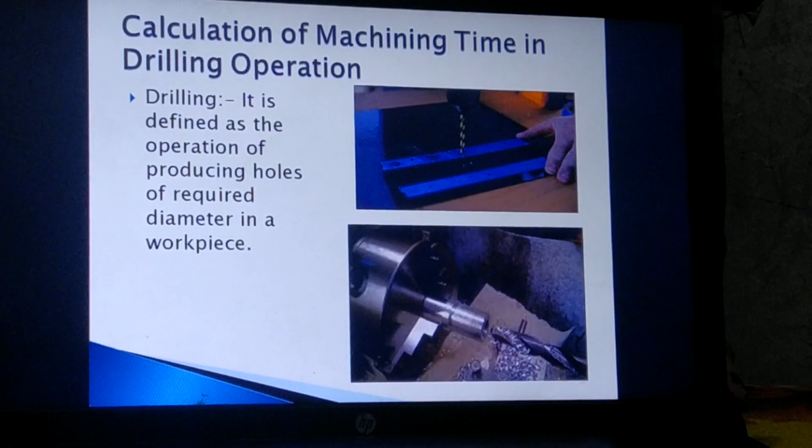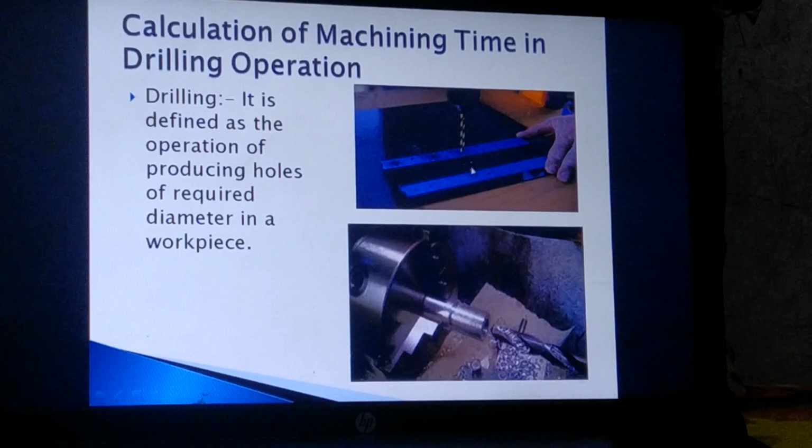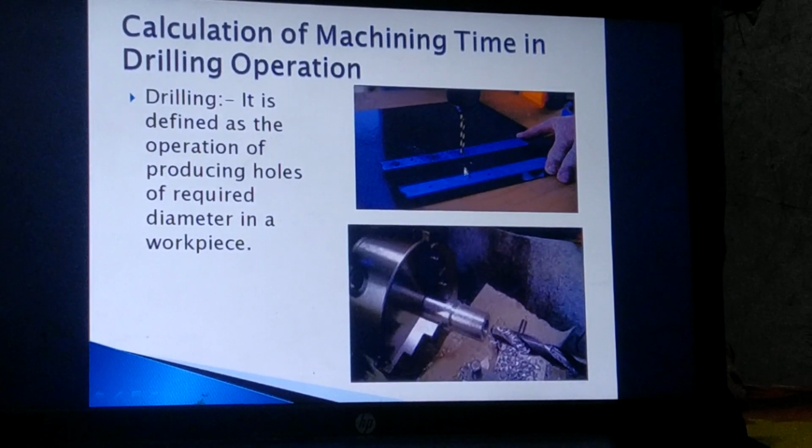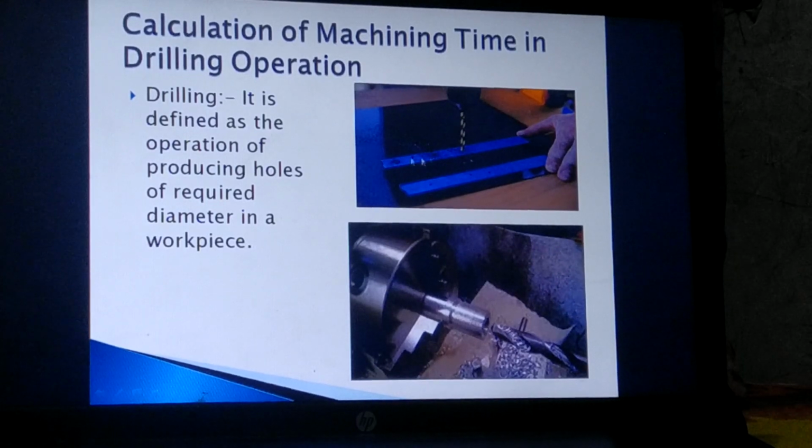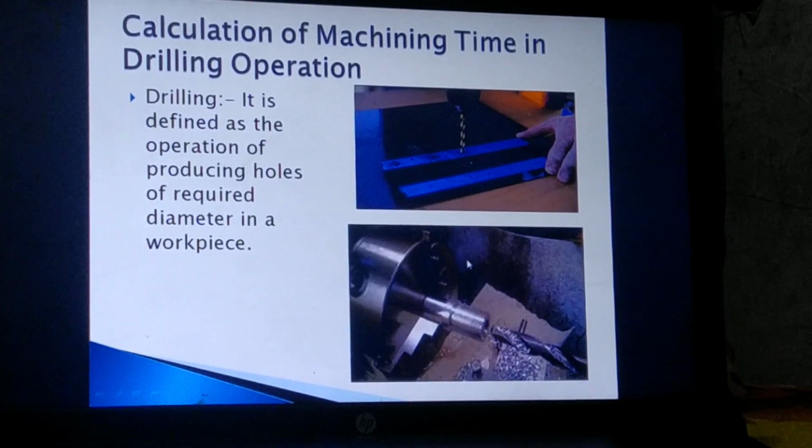Now the first question that comes to our mind is, what is drilling? Drilling can be defined as the operation of producing holes of required diameter in a workpiece. We can see two diagrams here. With the help of a drill we are producing holes on a drilling machine, and the second figure shows the drilling operation on a lathe machine.